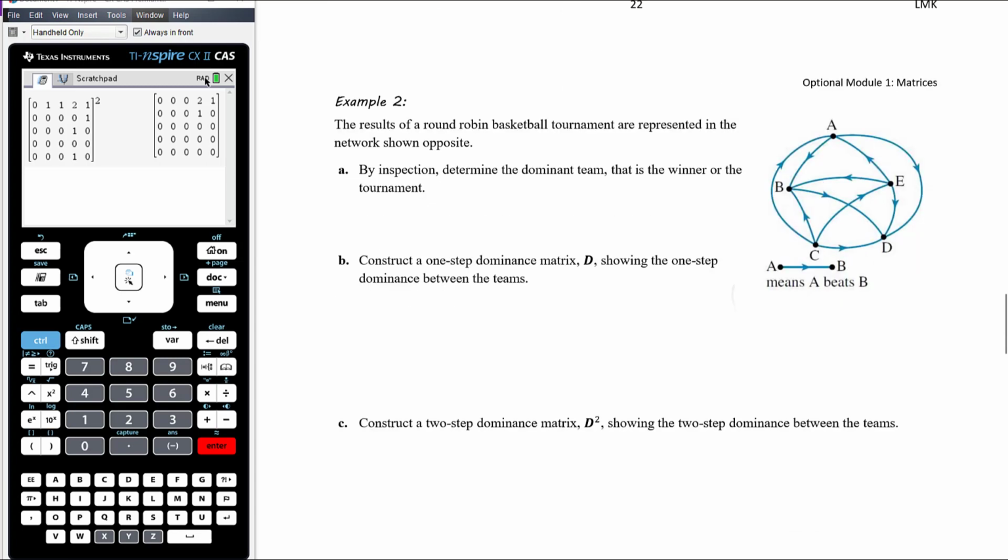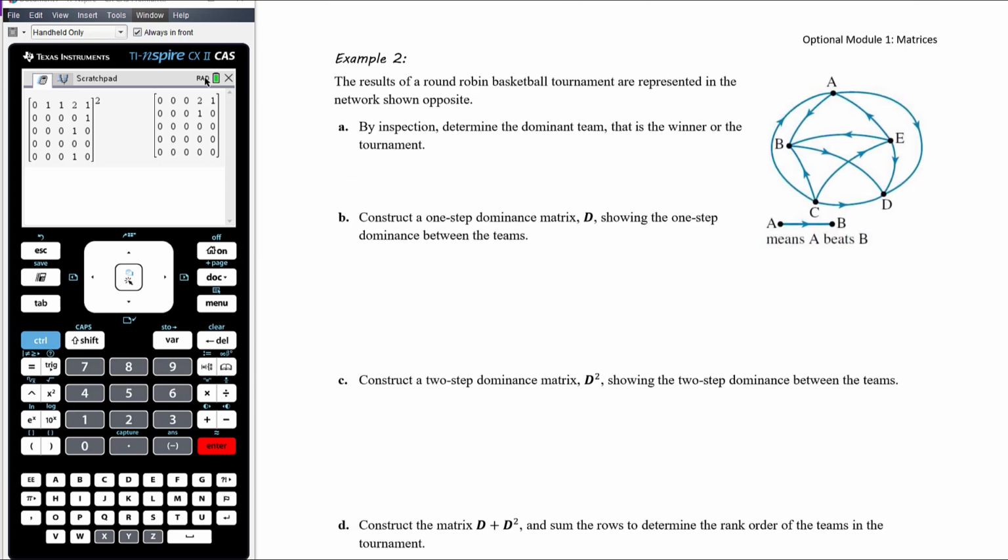Let's have a look at an example here. The results of a round-robin basketball tournament are represented in the network shown opposite. We've got a little key here defining what's happening. An arrow from A to B means that A beats B. So A is dominant over B. In the context of this problem, that means they won. By inspection, determine the dominant team that is the winner of the tournament.